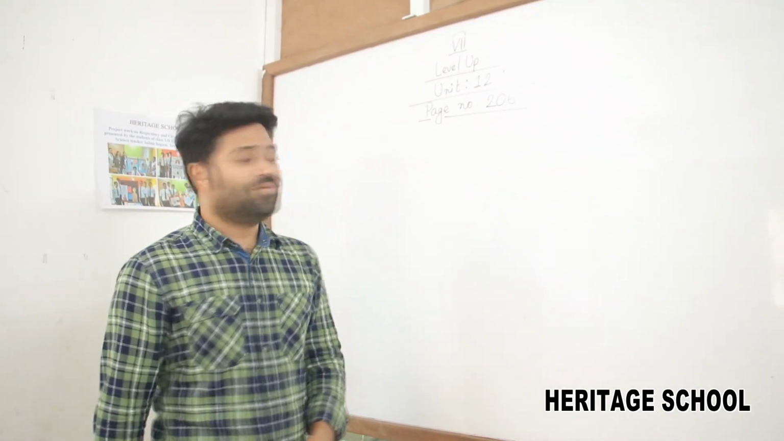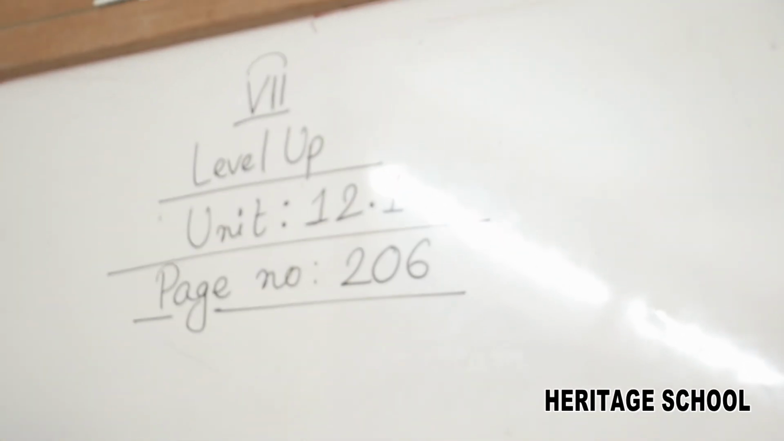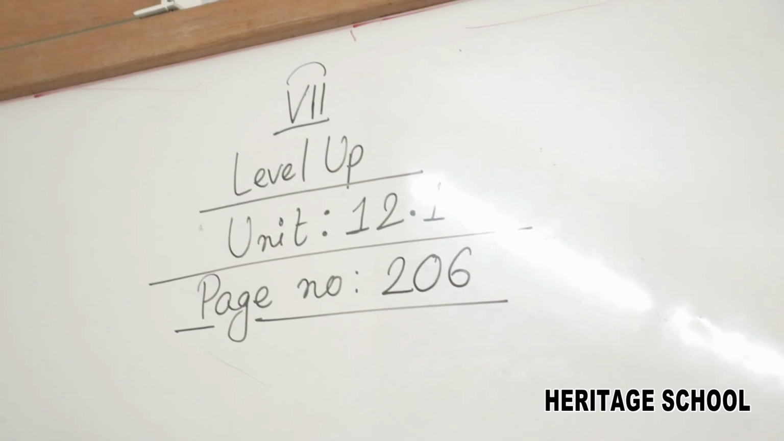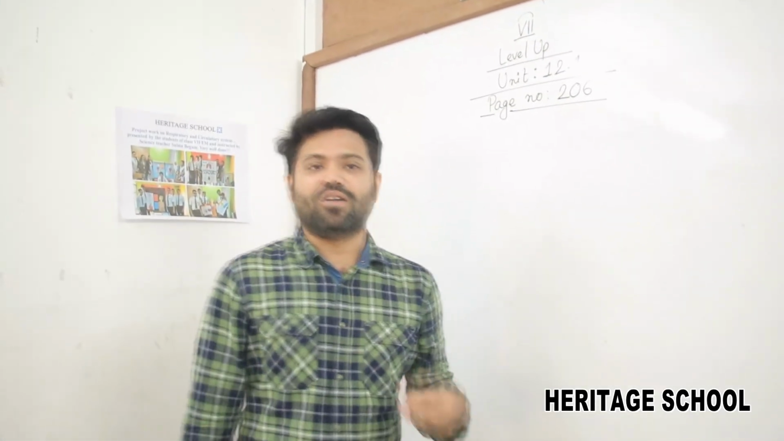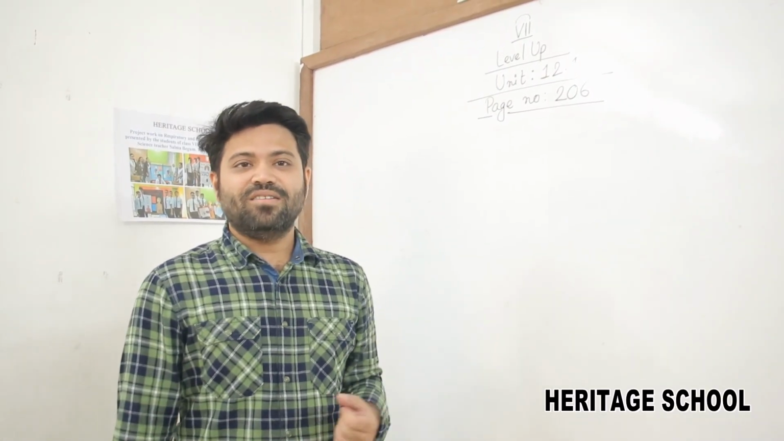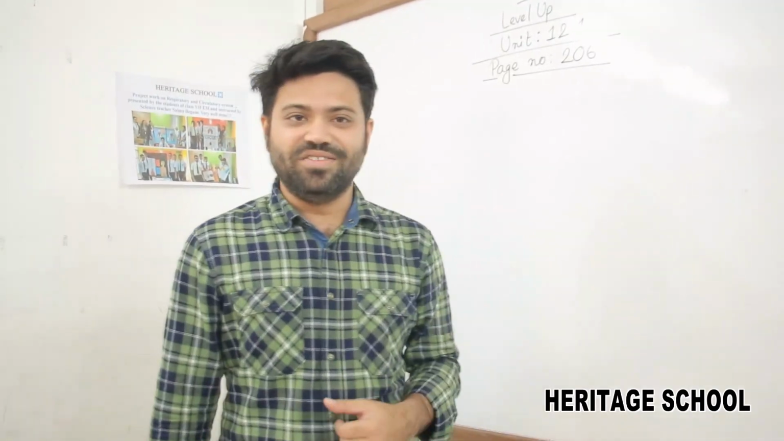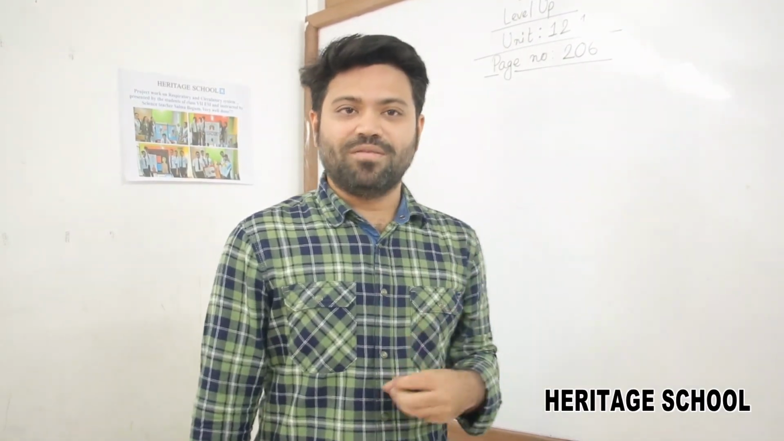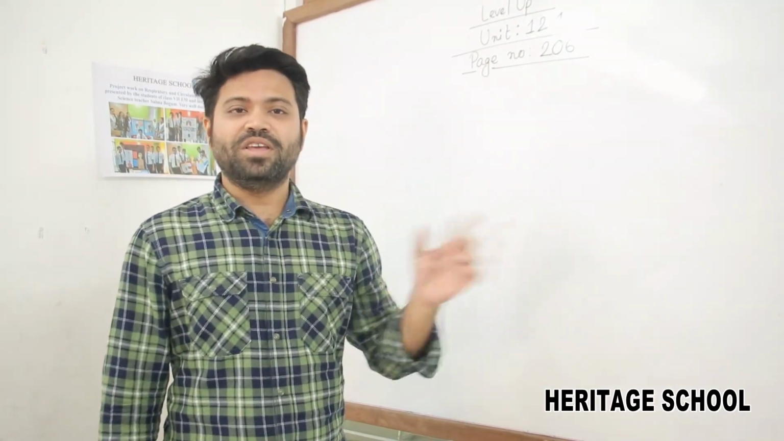Today we will solve unit 12.1 from the Level Up book, page number 206. This maths is on simple calculation on fractions. Simple calculation means some additions, subtractions, multiplications and divisions, and we will solve some word problems on these calculations. So let's solve. I will solve one maths from each number.